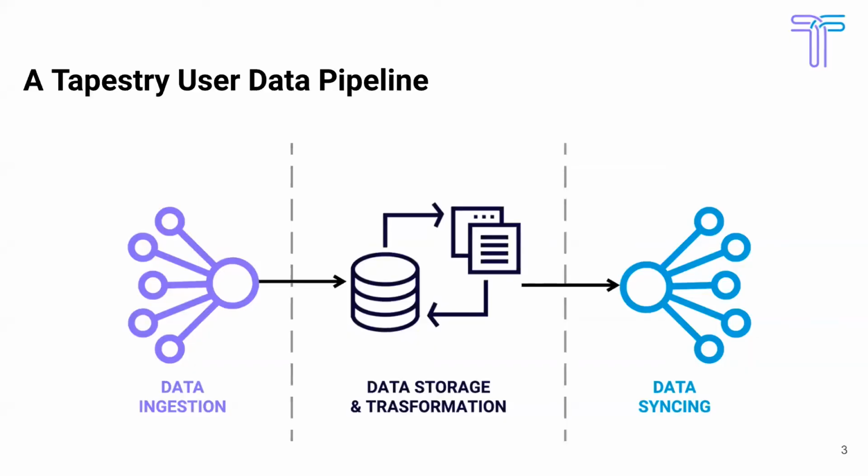With Tapestry, your user data pipeline will be automatically deployed and ready to ingest data from all your user data sources, store and transform that data in a data warehouse, and sync that data back to your data tools for immediate use. But why would a business need a pipeline to move user data between different tools?